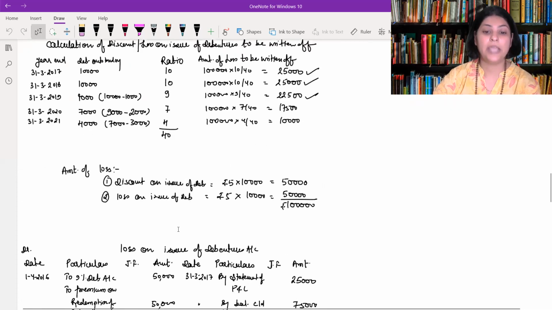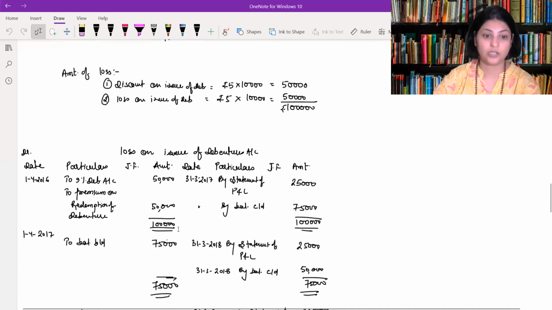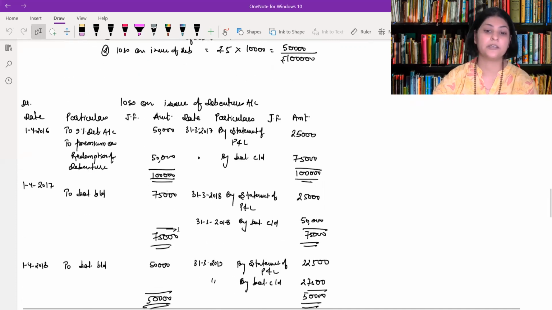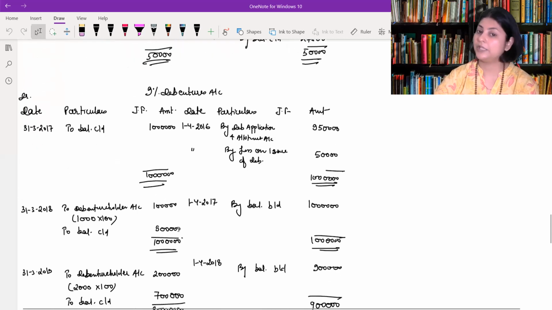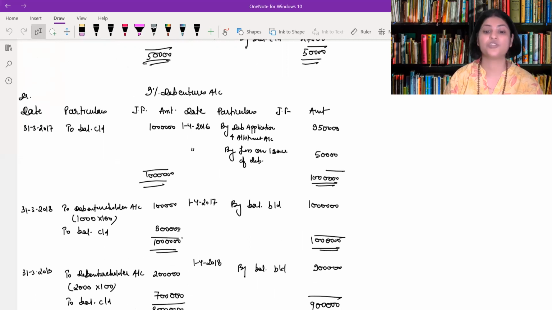After that, we have made loss on issue of debenture account for 3 years as required by the question. Each year, we are writing off 25,000, 25,000, and 22,500 rupees from the statement of profit and loss. Then we show debenture account for 3 years as required by the question. So in the first year, it had a balance of 10 lakh rupees. Next year, it became 9 because the company redeemed 1 lakh rupees debentures. Another year, the company redeemed 2 lakh rupees debenture and the balance became 7 lakh.